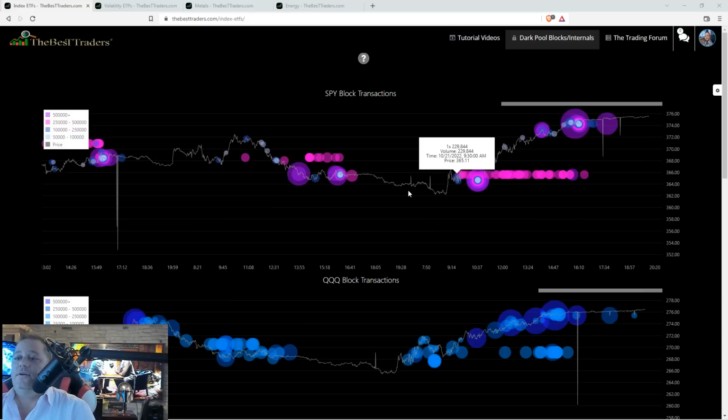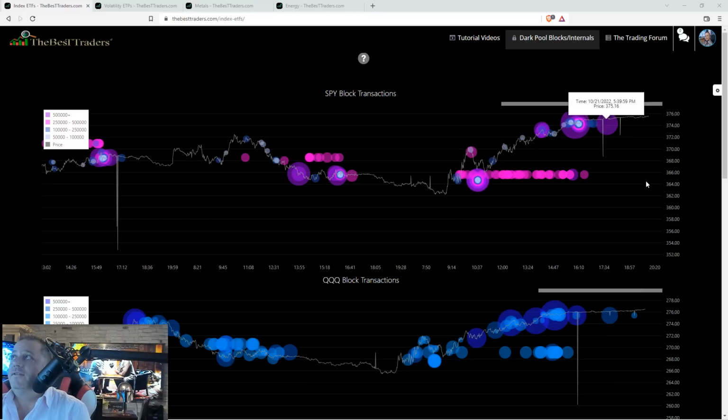Now, if you're using the block trades on charts, which we have, you could turn on the block trade alerts. So when you click this and turn it on, you'll get notifications on the bottom right showing you each time there was a block trade.